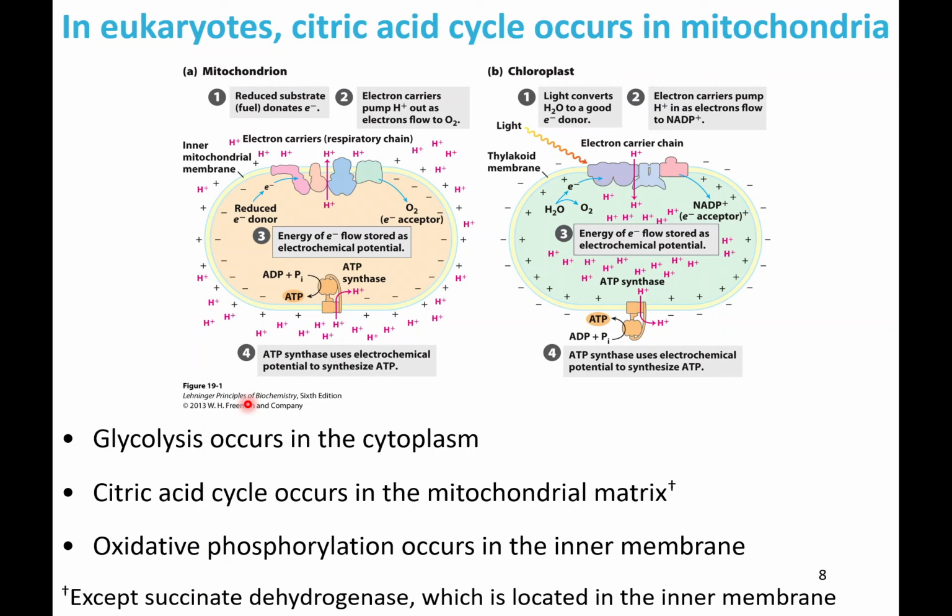In eukaryotes, the citric acid cycle occurs in the mitochondria. And we should contrast that with glycolysis. Glycolysis occurs in the cytoplasm. The citric acid cycle is occurring in the mitochondrial matrix, to be specific. There's a little note here. Technically, it's in the matrix, except for one enzyme in this cycle, and that's succinate dehydrogenase, which is in the inner membrane of the mitochondria. And we'll see that succinate dehydrogenase is actually part of the respiratory chain as well. Oxidative phosphorylation, the respiratory chain, occurs in the inner membrane, and succinate dehydrogenase, being part of that, is also in the inner membrane.